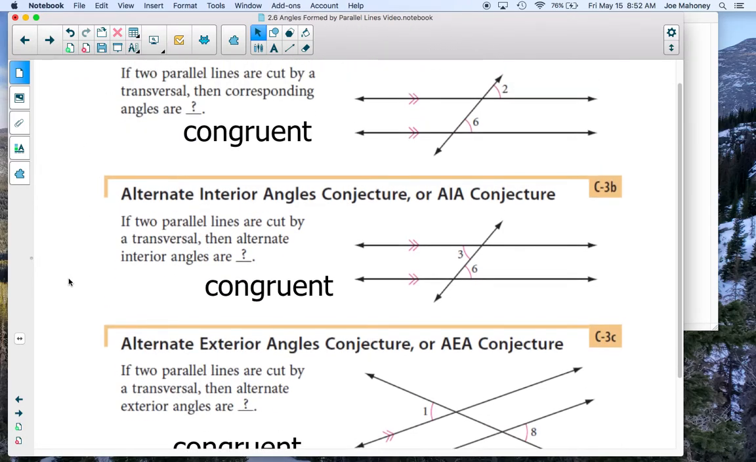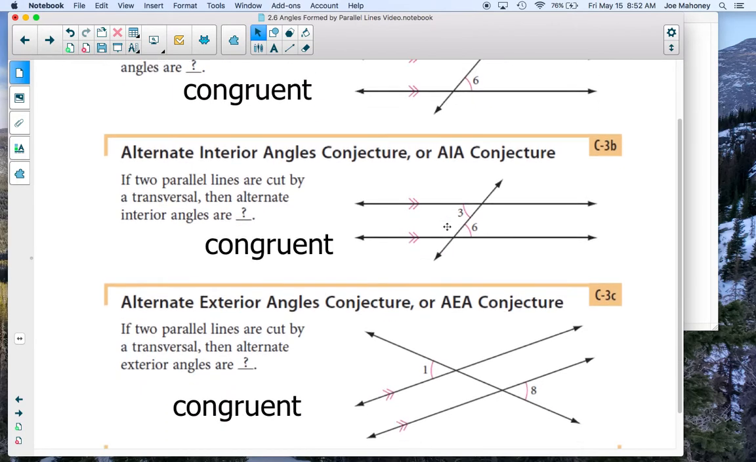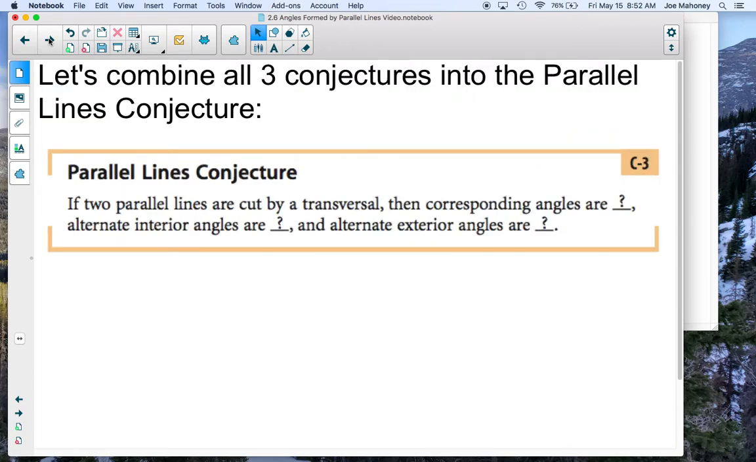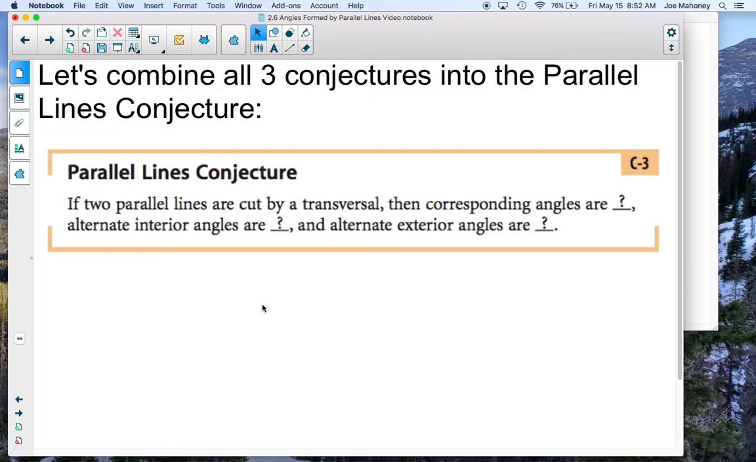Wow. So we kind of abbreviate some of these at times. The CA conjecture for corresponding angles. AIA, that's my favorite, for alternate interior angles. And the alternate exterior angle conjecture, AEA. Don't write, we're going to combine them all together. So if two parallel lines are cut by a transversal, what we know is that the corresponding angles are congruent, alternate interior angles are congruent, and alternate exterior angles are congruent.